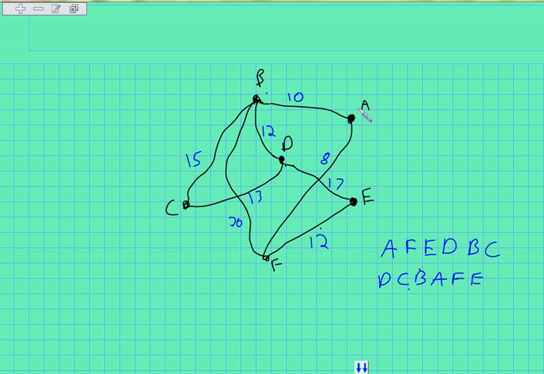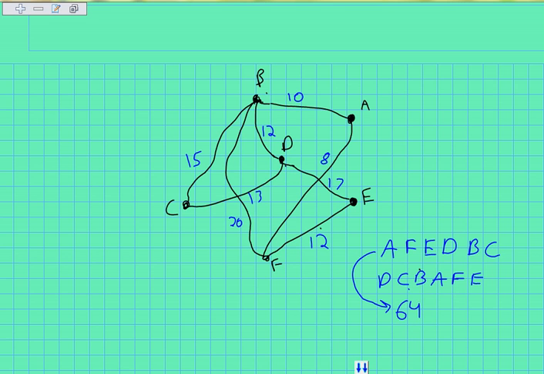Let's take a look at the first one. If I add that up, I've got 8 plus 12, which is 20, plus 17, which is 37, plus 12, which is 49, plus 15, which is 64. So that has a weight of 64.